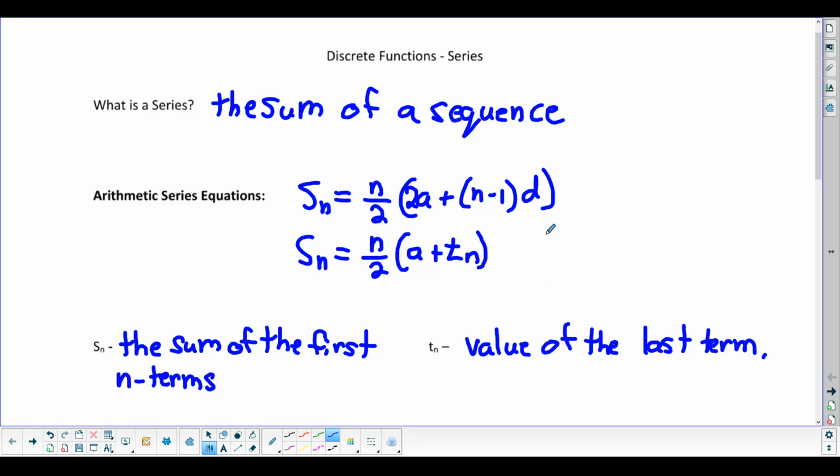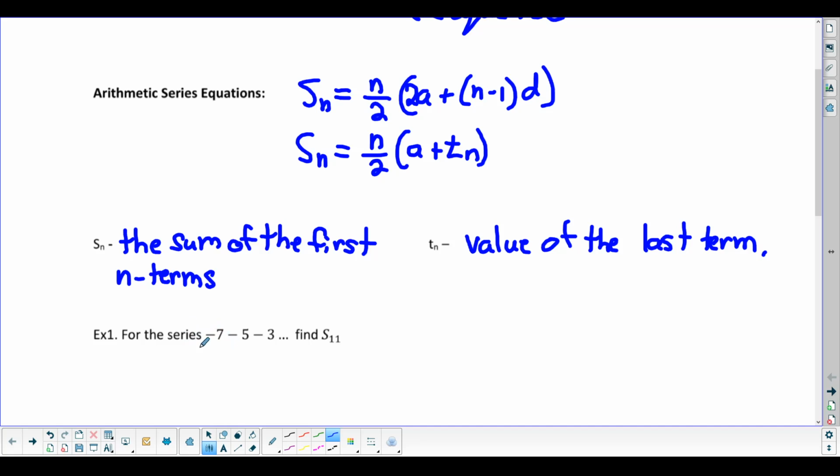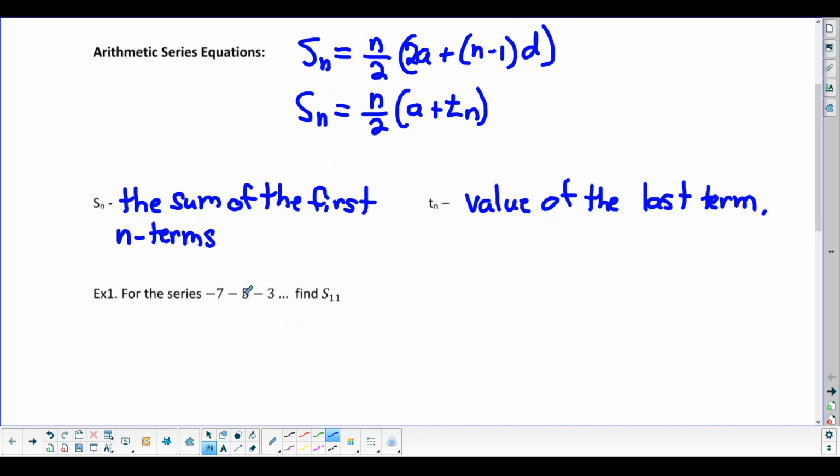All right, so let's see how we can use these equations in practice and look at a series. So this is what a series looks like. Instead of being separated by commas, we just use the signs in front to add or subtract the terms. So we have -7 plus -5 plus -3, etc. For this series, we want to find S11. A, we can tell right away, is the value of the first term. So A is -7. And it looks like from one term to the next, we're adding 2 each time. So that'd be our D value. And it wants us to find S11, so we know n. n is 11.